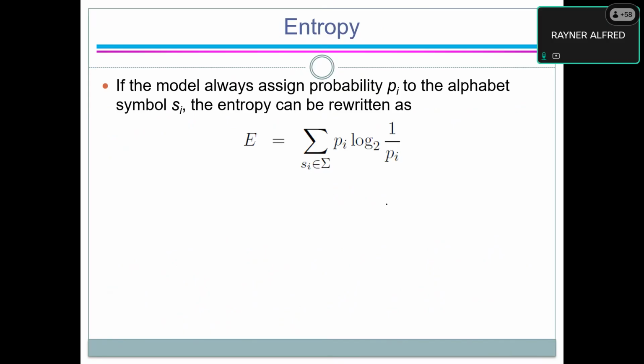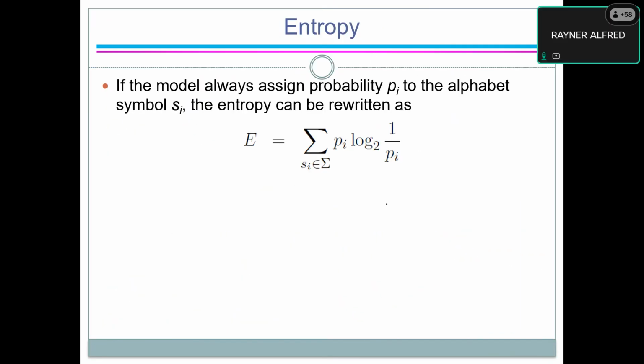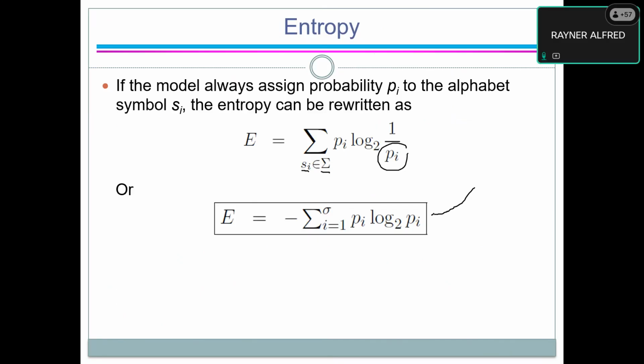Okay, so this can be simplified. This is similar to what you have here, but this is the summation over all the symbols that we have in our alphabet, and we assign a probability to each of the symbols. So this tends to be the formula that we use for entropy.